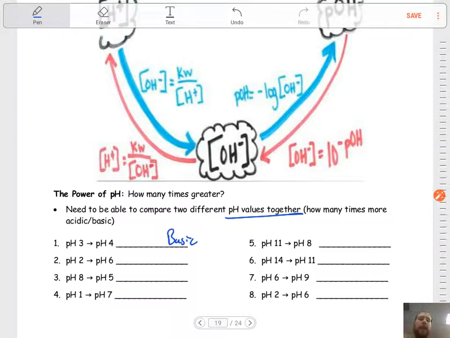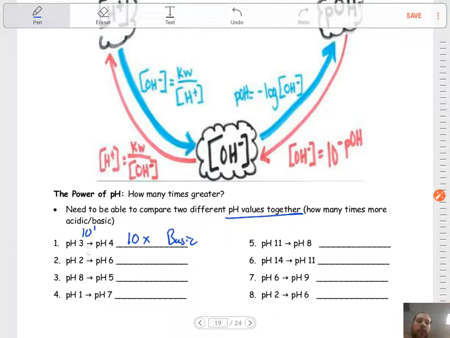Now we want to figure out how many times more basic it is. So what was the change here? Is it really 1 times more basic? No. Every time you move something, guys, from one pH value to another, so if I go from 3 to 4, that's really 10 to the first power. Now, 10 to the first is just 10, so this one is 10 times more basic. So if I move every one increment along the pH scale, it's 10 times more acidic or more basic.